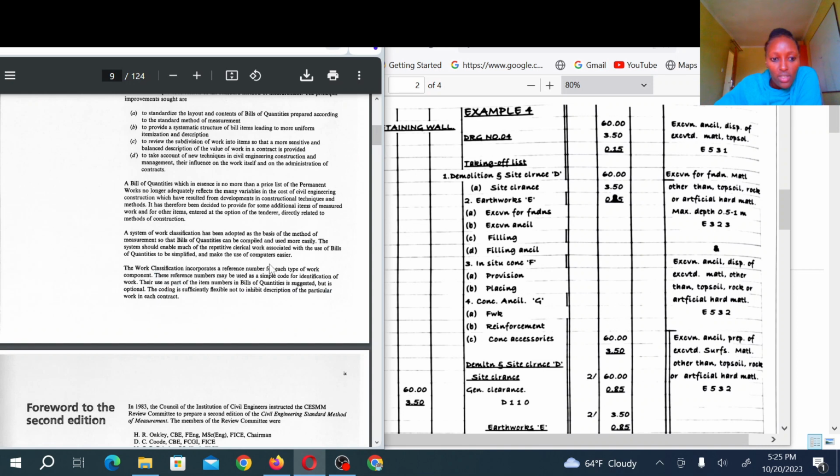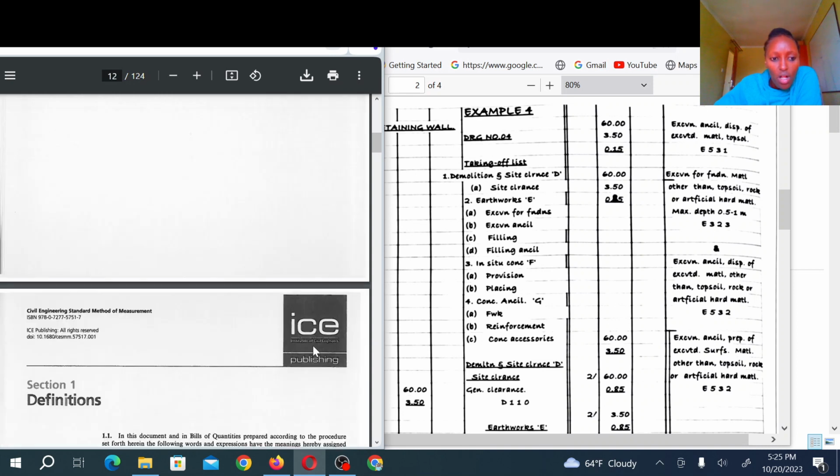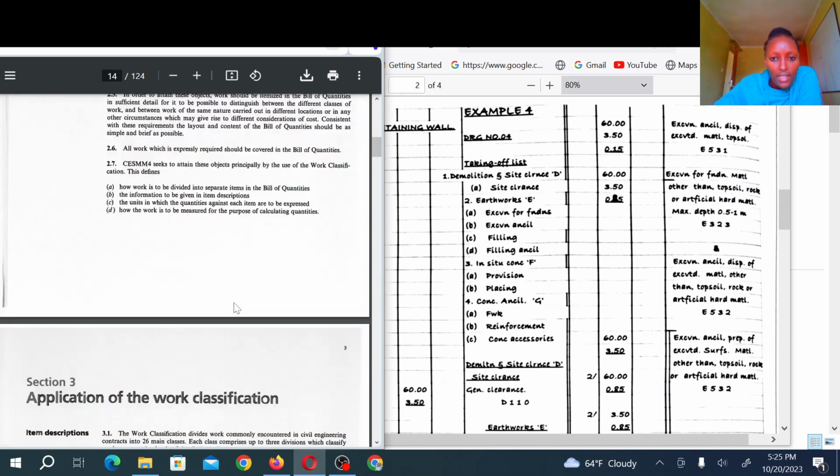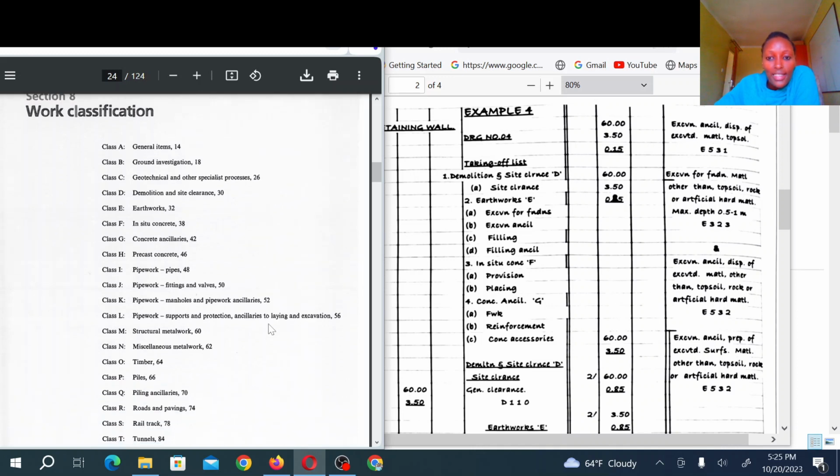Section 8, let's go to section 8. We'll be able to see all those classifications of work. These classes are the ones that will guide us as we do the takeoff list. When we are doing the retaining wall, we know that we need to do the demolitions and site clearance before we start any taking off. So the demolitions and site clearance, we shall look for it here. We shall find it is in class D.